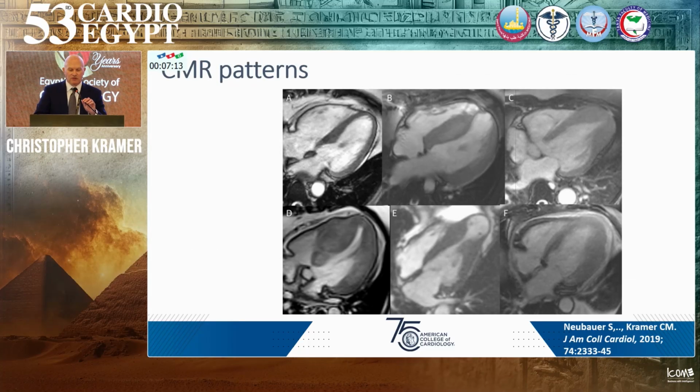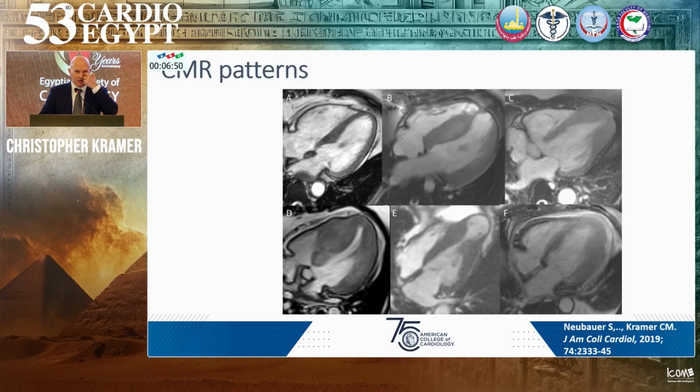One of the reasons to do CMR, in addition to accurately measuring wall thickness, is to assess the morphology. These are 6 examples from our paper in JACC in 2019 from the hypertrophic cardiomyopathy registry that Stefan Neubauer and I run, with 2,750 patients recruited from 44 sites in North America and Europe.